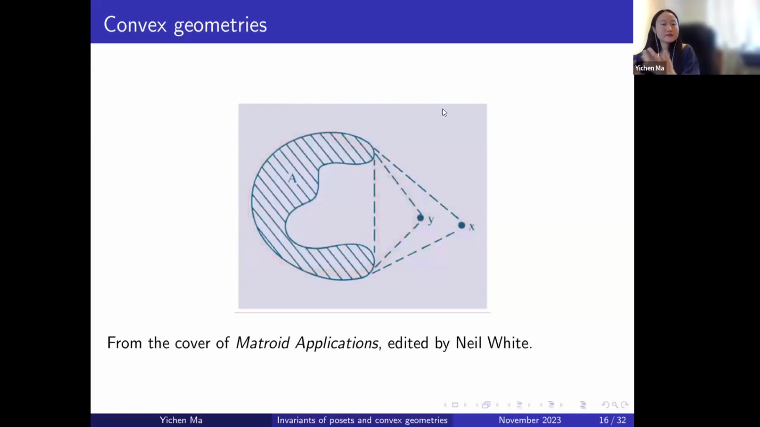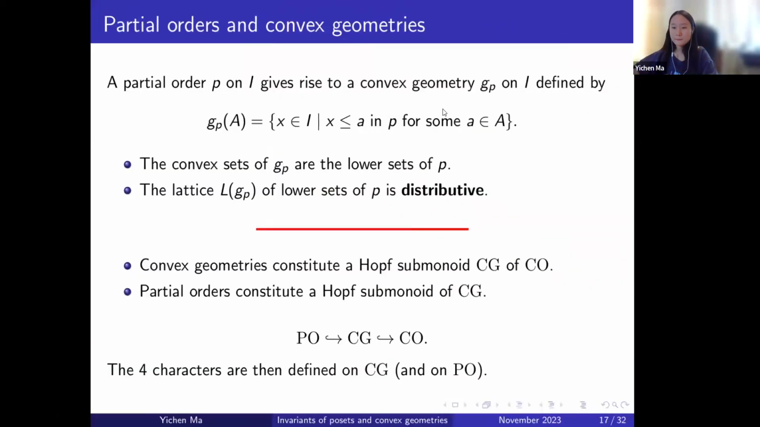So this is a nice illustration of an anti-matroid. In a non-discrete setting, you can regard this convex geometry as a convex hull. Okay, so why do I care more about convex geometries in this talk? This is because convex geometries generalize the notion of partial orders.